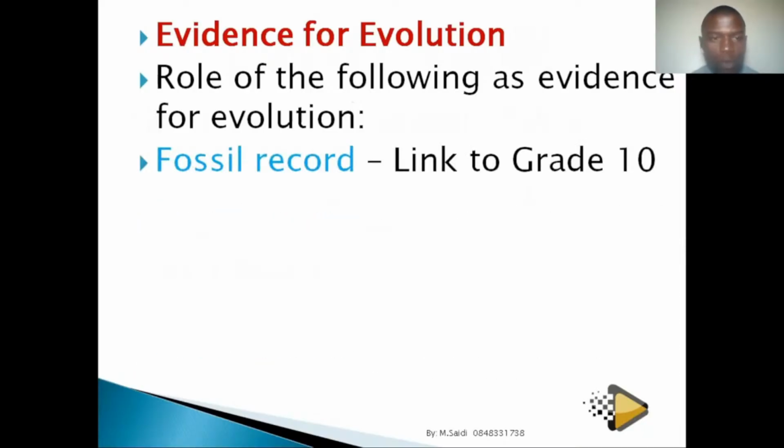Among the evidences, we are going to look at the fossil records. You did this in grade 10, if you can remember. In grade 10, you talked about the fossils in Marupeng.